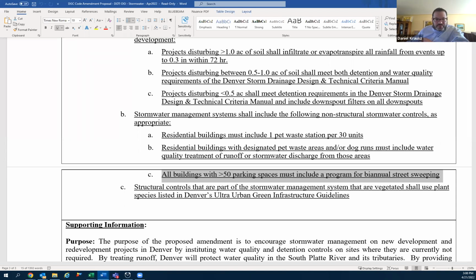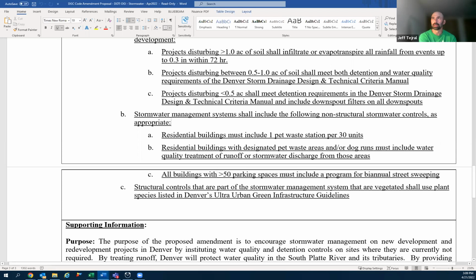All right, next question comes from Jeff. Yeah, Colin, this might be my own ignorance, but is there a specific design criteria for pet waste stations? And my second question is, what is it you're looking for in a program for biennial street sweeping? I'm struggling with how that's in the building code or how we enforce that.